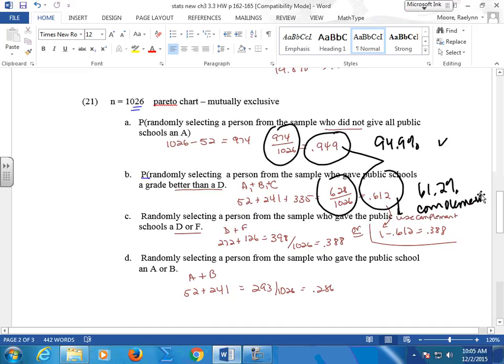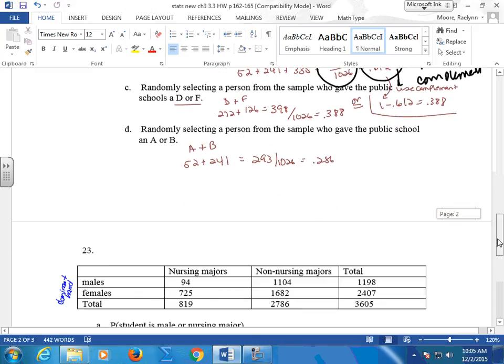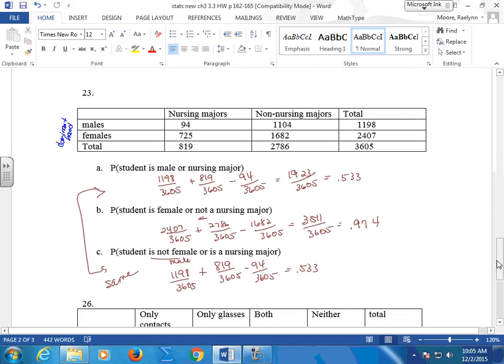Okay. And randomly selecting a person who gave it an A or a B, they're mutually exclusive, so add them together. Are we good with the mutually exclusive part? It's where they overlap that everybody usually has problems, such as the charts.